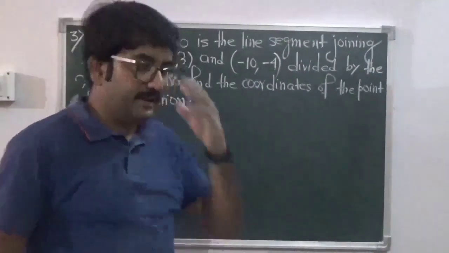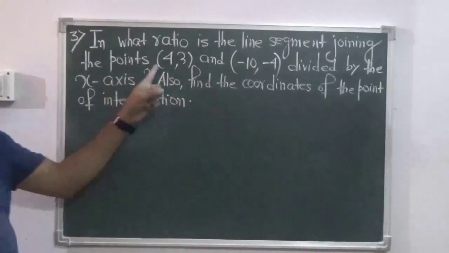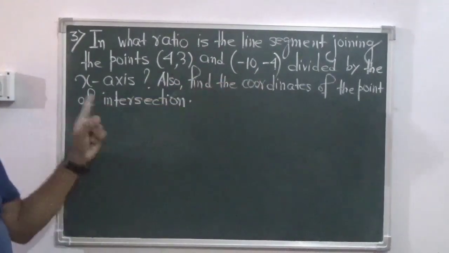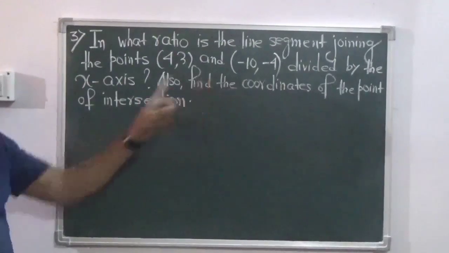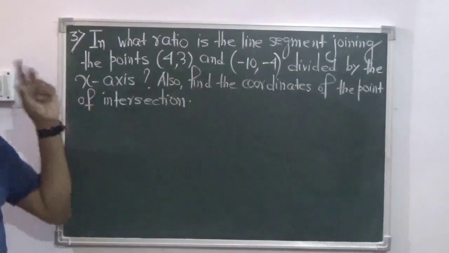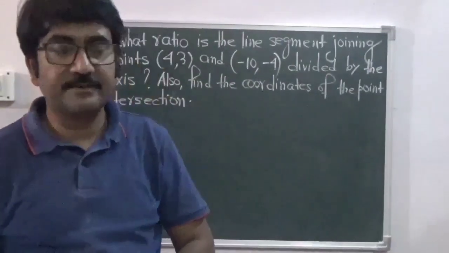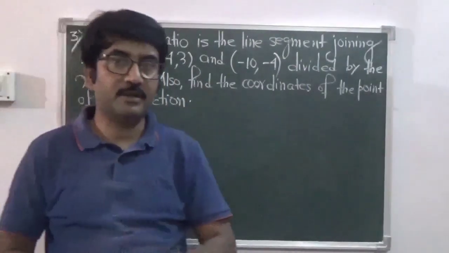Now question number 3 is: in what ratio is the line segment joining the points (4, 3) and (minus 10, minus 4) divided by the x-axis? Very important. Also find the coordinates of the point of intersection. This part is very important, divided by the x-axis, because I am already repeatedly telling you any point on the x-axis is given by (x, 0). Any point on the y-axis is given by (0, y).